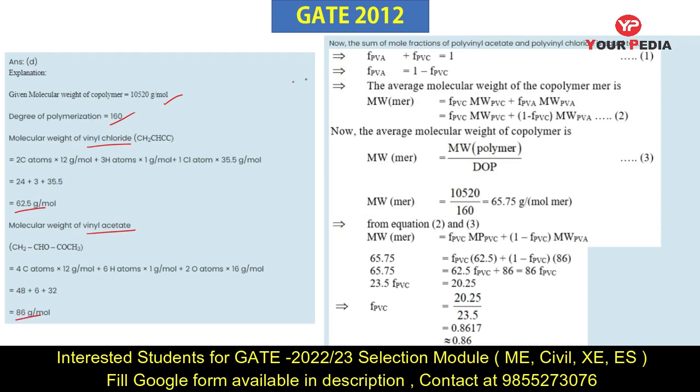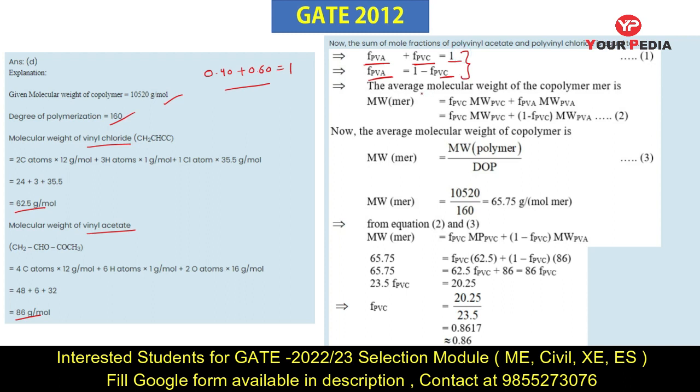Now you know that there are two components only, so if I just add the fractions, suppose one is present as 40%, then the other must be 60%, and the sum must be equal to 1. So the fraction of vinyl acetate and vinyl chloride is equal to 1, or I can say vinyl acetate equals 1 minus vinyl chloride. I hope this is clear to you.